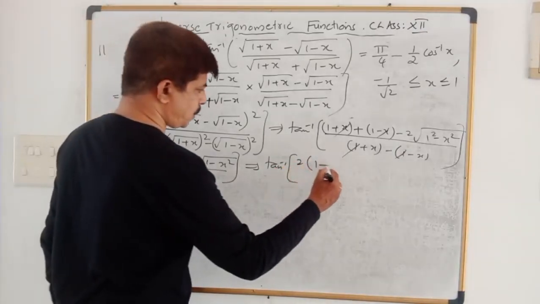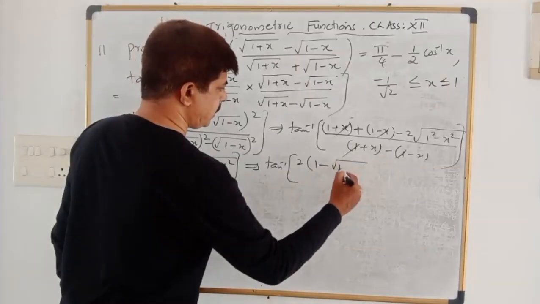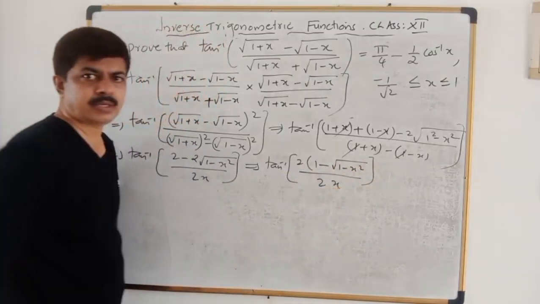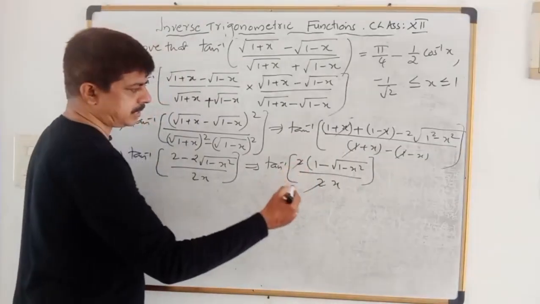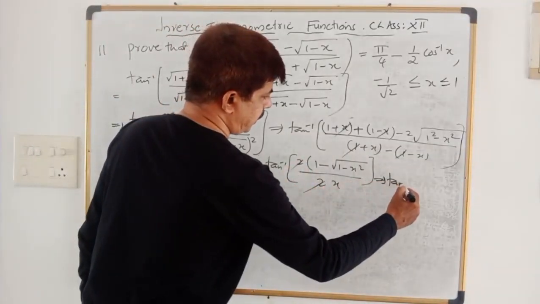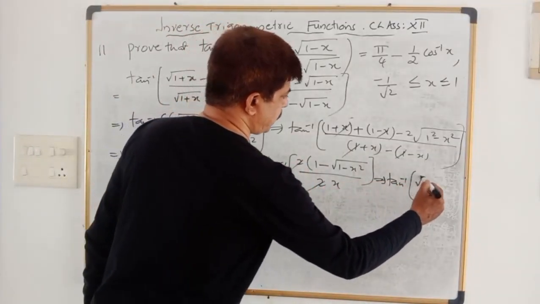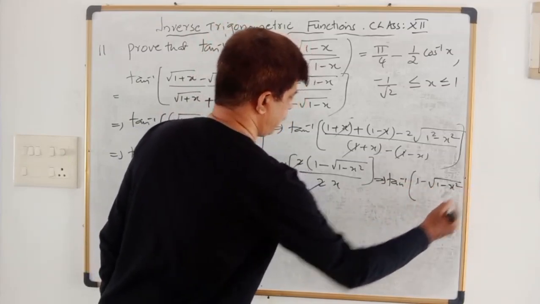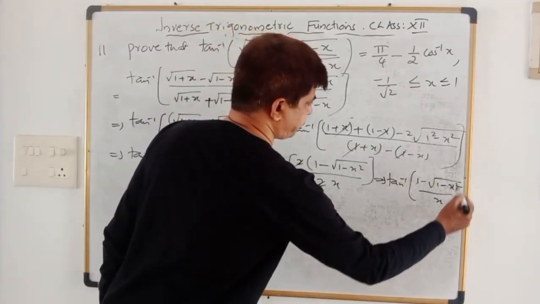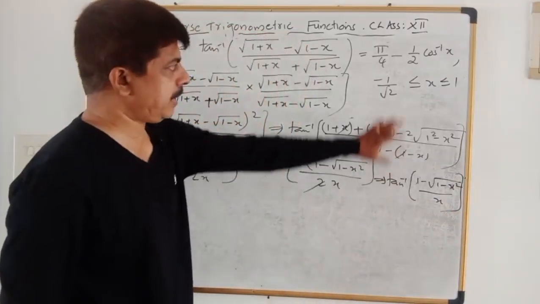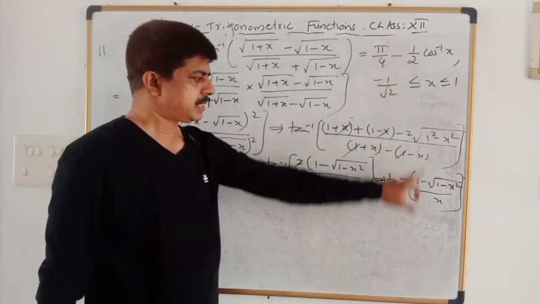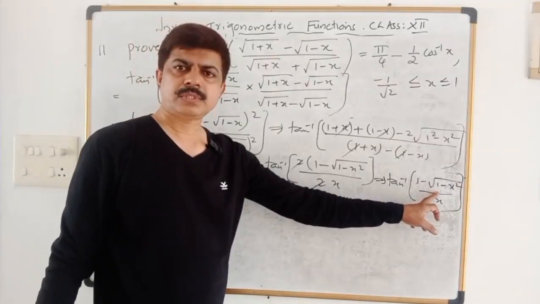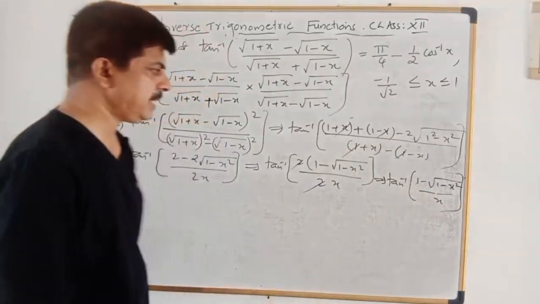Okay, taking 2 common outside, we get 1 minus root of 1 minus x square by 2x. The 2 can be cut. It implies tan inverse of (1 minus root of 1 minus x square) by x. So this is our proving part. Still need some simplification. For further simplification, we have to do some substitution. We are taking x as sine theta.